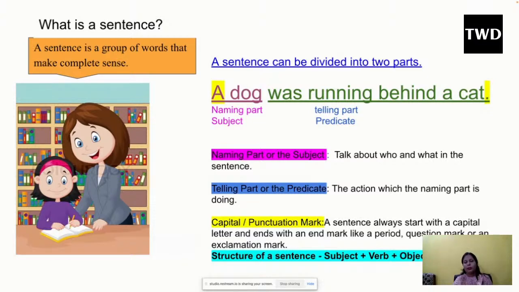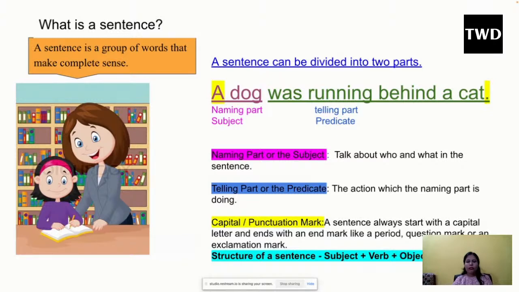So the person, place, animal, thing about whom we are talking is the subject, and what we are saying about them is the predicate. Okay, so the naming part is the subject, that tells who and what the sentence is about, and the telling part is the predicate, the action which the naming part is doing, meaning about whom we are talking and what we are saying. Then these sentences always end with a question mark or full stop or exclamatory mark, as I told you earlier.